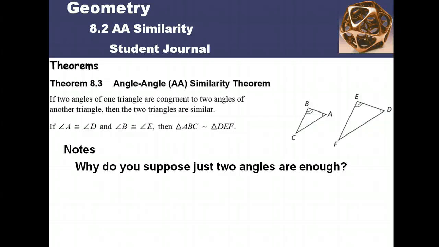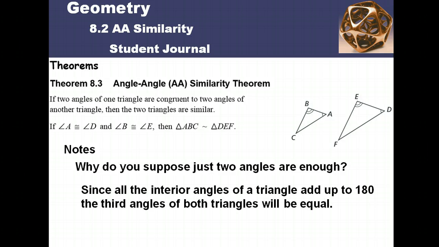Well, remember, all the angles in a triangle add up to 180 degrees. So since all the interior angles add up to 180, the third angles of each of the two triangles would be equal as well. So anytime you have two angles, you really have three angles. So it's enough to just have two angles.